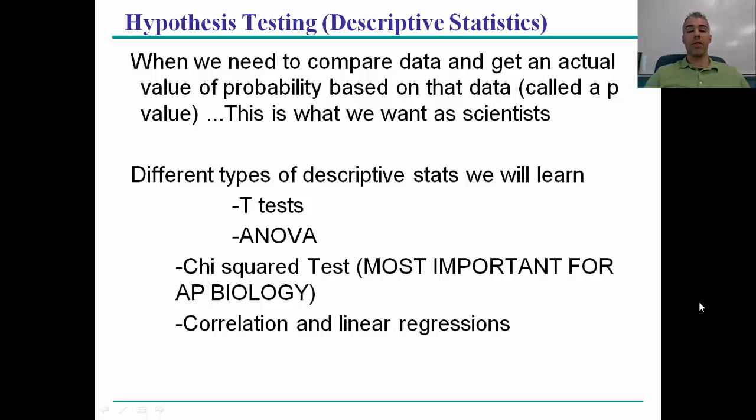The two main types of tests that we will learn in this class are the t-test and the chi-squared. But I'm also going to talk about a couple other ones, and I'm going to have you do a couple other ones too, so you can see how different types of statistics are used for different types of data.